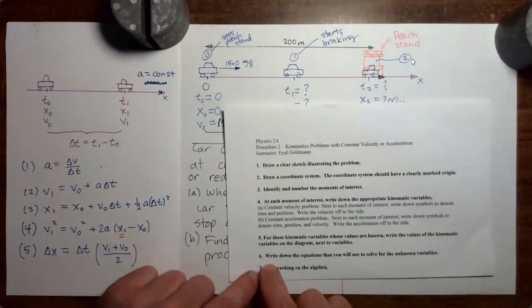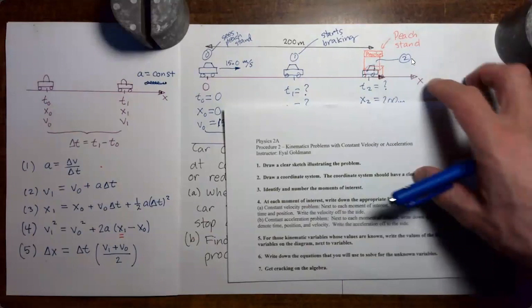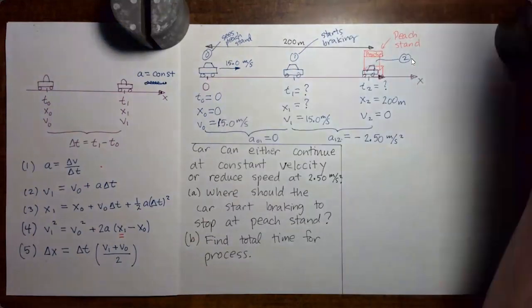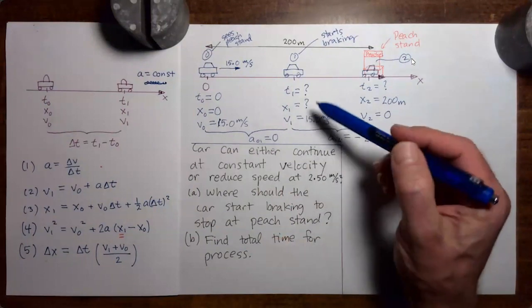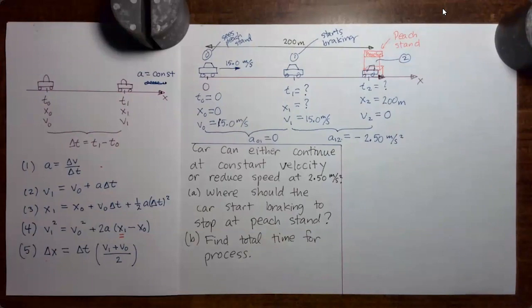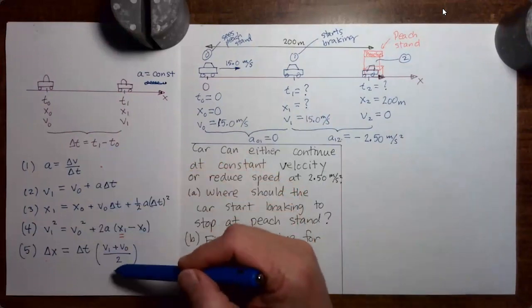Okay, now we come to step 6, which is to write down the equations that we're going to use to solve for the unknowns. Now, what this first part of the question is asking us to solve for is the position where braking starts, namely x1. In order to solve for x1, we're going to need one of the equations here.